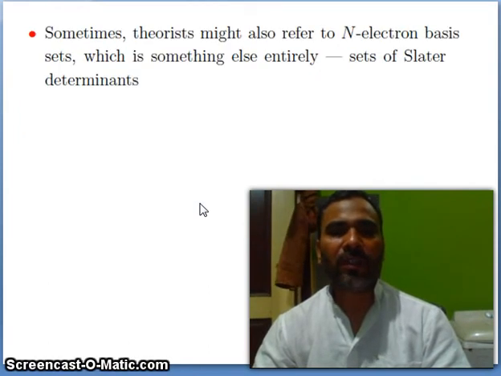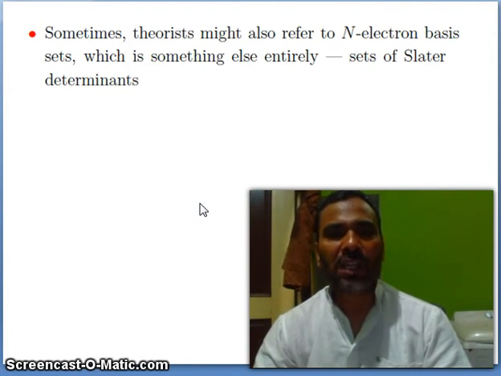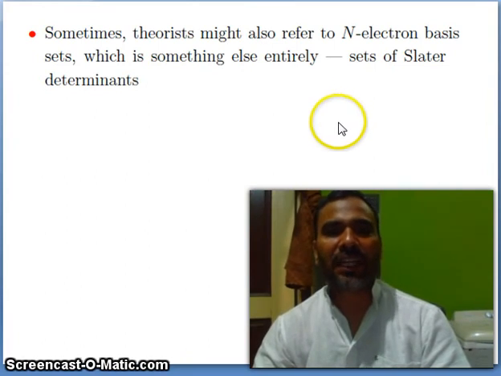Sometimes theorists might also refer to an n-electron basis set, not one, two, three, four, which is something else entirely: sets of Slater determinants. Again, a new term, Slater determinants.